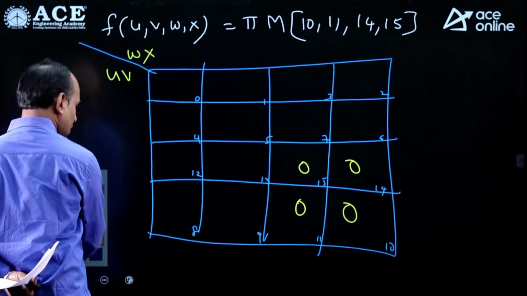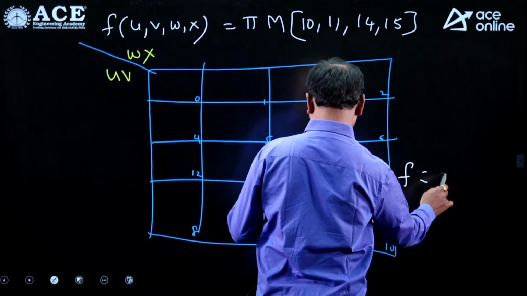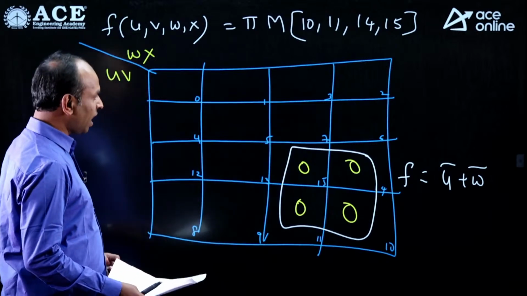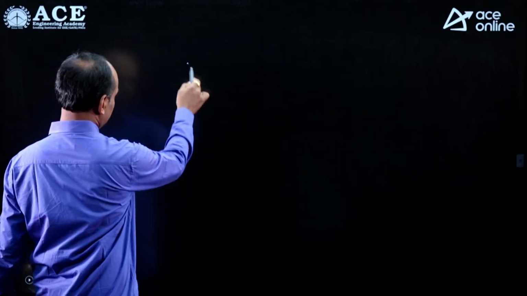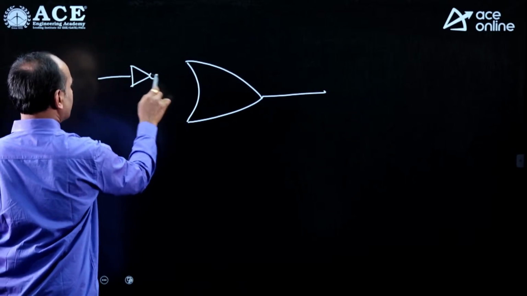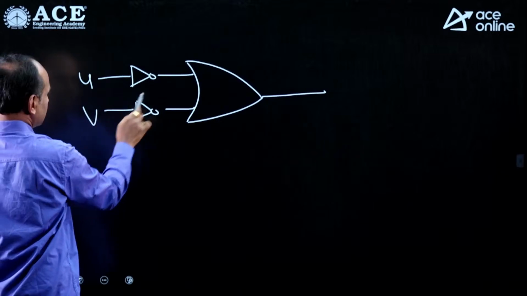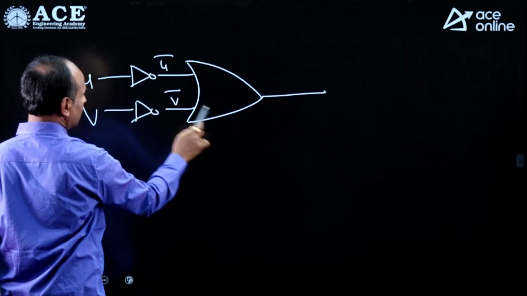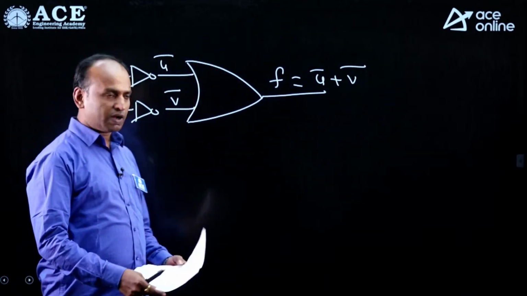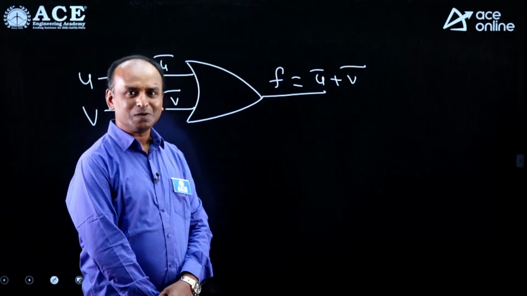After the max terms, group them here. If we group this, we will get the answer F equal to U bar plus W bar. From the given options, observe the options here. This is the GATE question given. The GATE answer here is U complement plus V complement. This is the right option here. For this given data, the suitable option is U bar plus V bar. This is a question from digital logic.